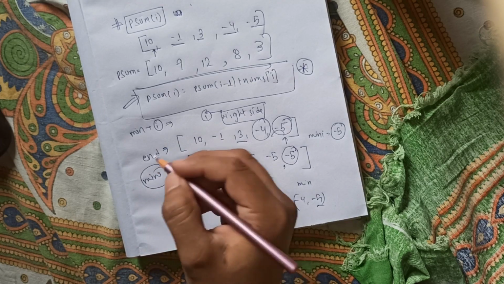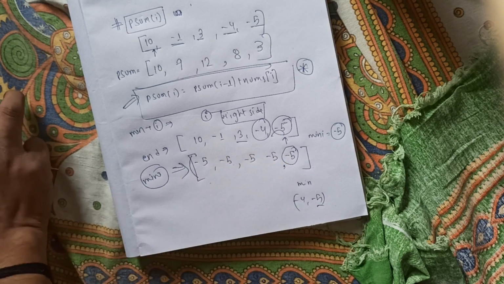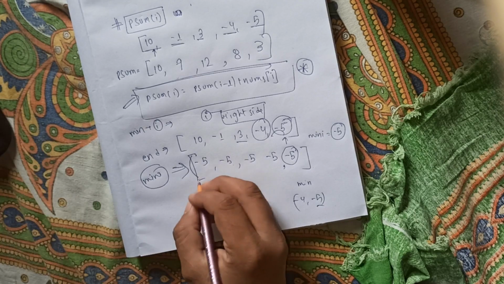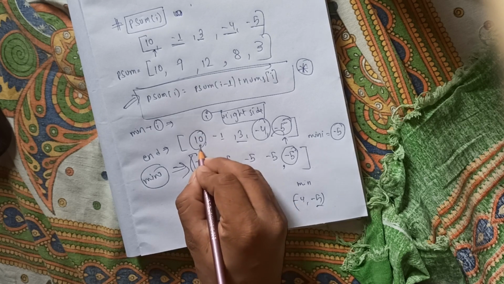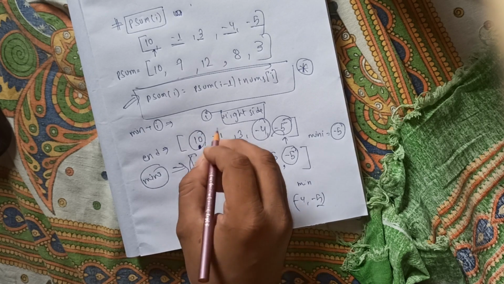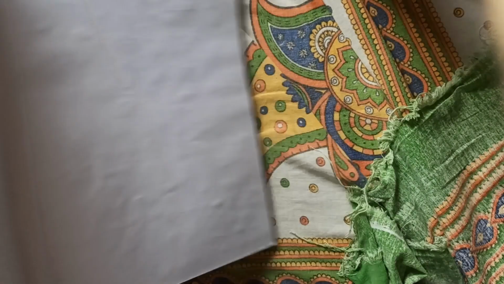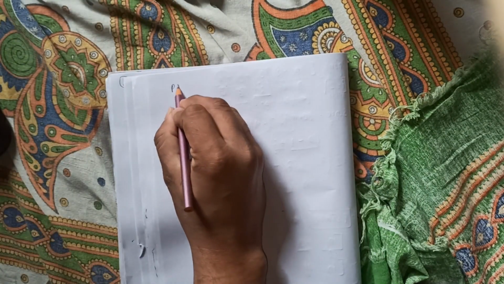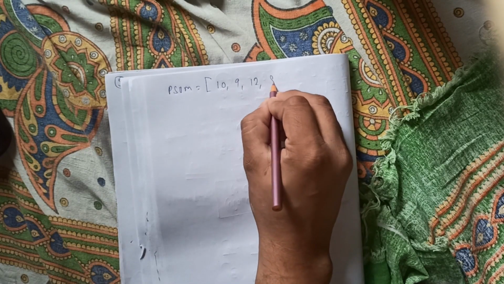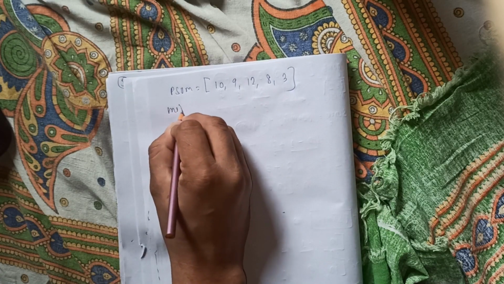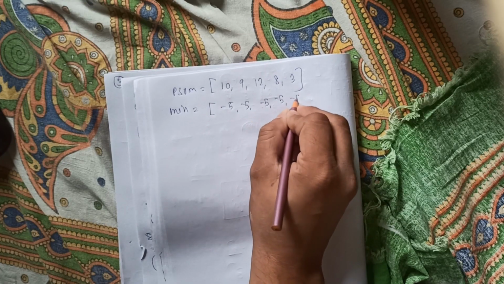Now what we are going to do is just follow the instruction which was given to us in the problem. The problem said the score of i is the prefix sum till that point minus the suffix minimum. So we will find the prefix sum till this point. Prefix sum is 10, 9, 12, 8 and 3, and the mini array was -5 at every point. So let me quickly jot these down.